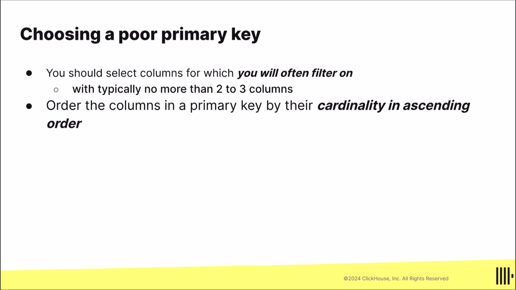And if you do have multiple columns, make sure you sort them by cardinality in ascending order. So put those low cardinality columns first. You'll skip the most number of rows right out of the gate.